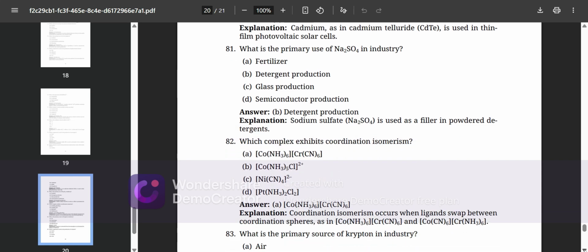What is the primary use of Na2SO4 in industry? Detergent production. Sodium sulfate, Na2SO4, is used as a filler in powdered detergent.